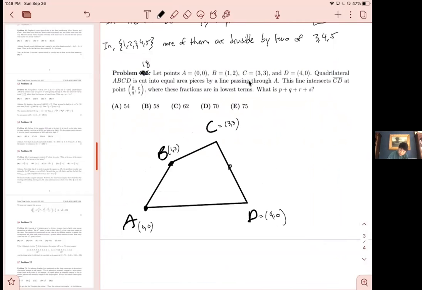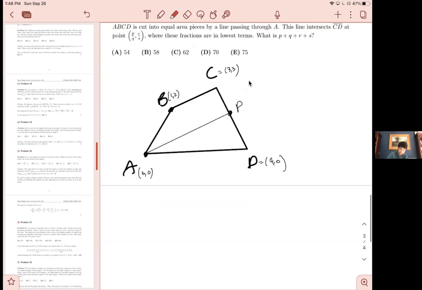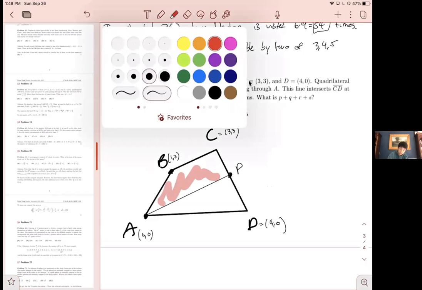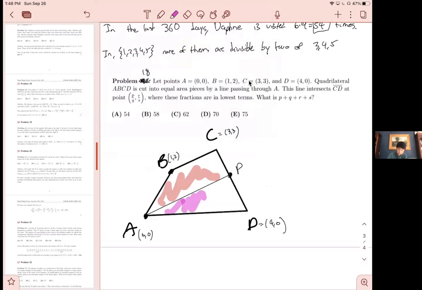And we want to find some point P on line CD such that the area of this side is equal to the area of this side. And yeah, so we're choosing to define.